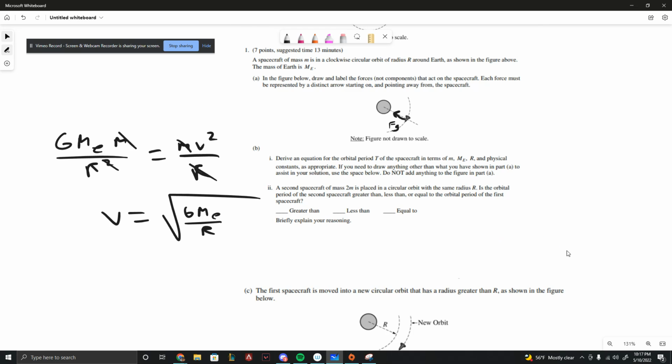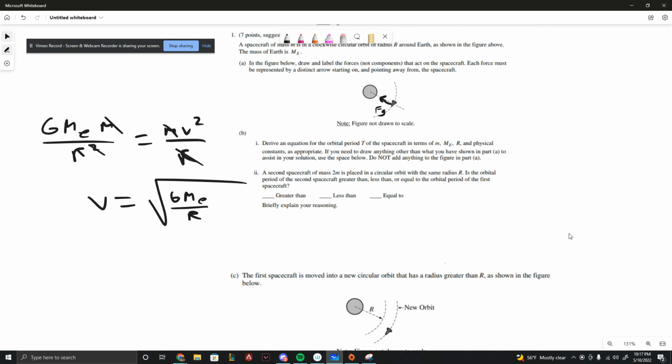And now we need to talk about how we can figure out the period, the time it takes to make one full rotation. We know that velocity is equal to distance over time, right? Well, what's the distance that we're traveling in this case? It's 2 pi r, in other words, the circumference of the orbit. What is the time that we are trying to find? The period, capital T. And this formula should look somewhat familiar to you from your gravity unit.